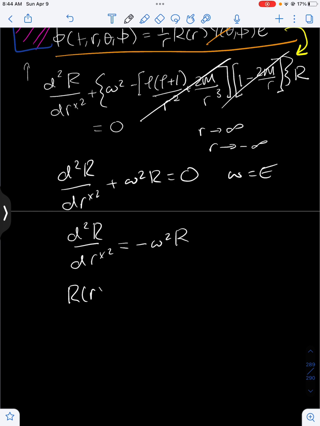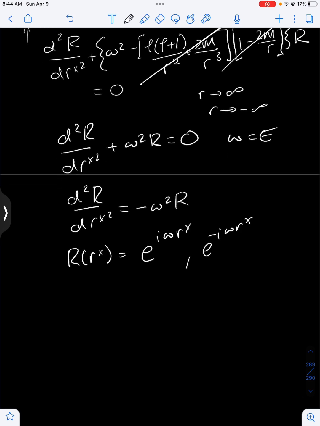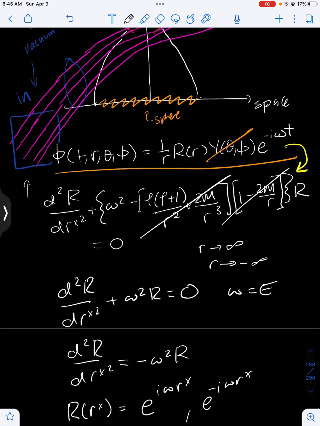So r of r conjugate equals e to the I omega r conjugate, and then e to the minus I omega r conjugate. Those are the solutions, right? So we can take a combination of them to get a e to the I omega r conjugate plus b e to the minus I omega r conjugate. And then we have to look at the time factor, the wiggle factor right over here.